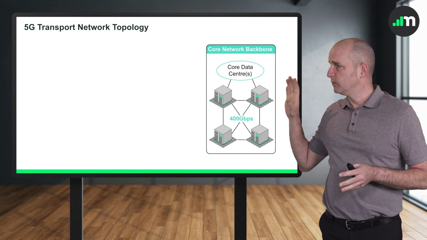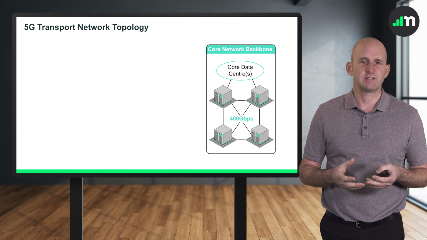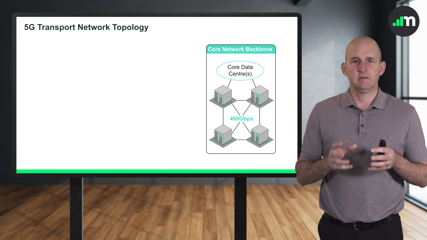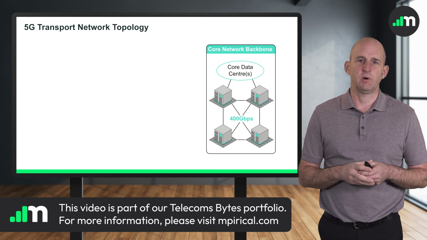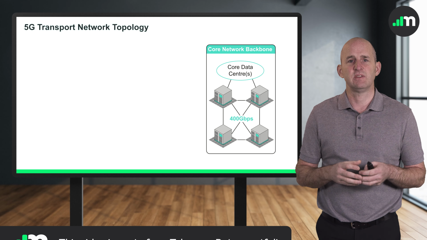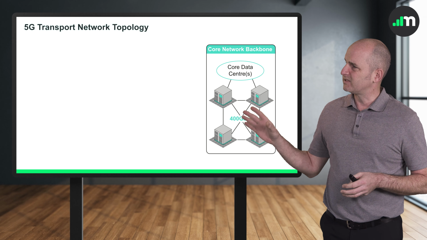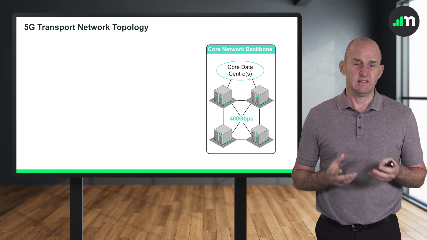So up on screen, we're about to walk through a typical architecture for the 5G transport network topology. It's important to note before we start that there will always be variations on this topology. It depends on the service provider and it depends on the architecture of the network overall. But we start with the core network.